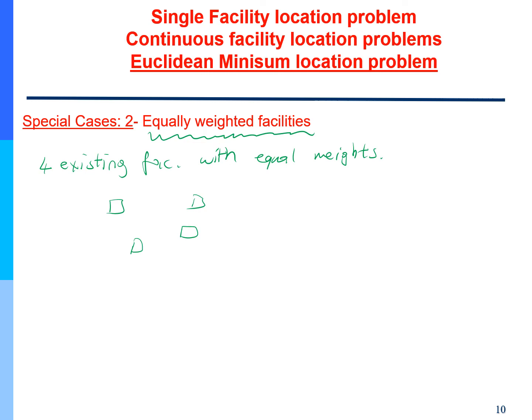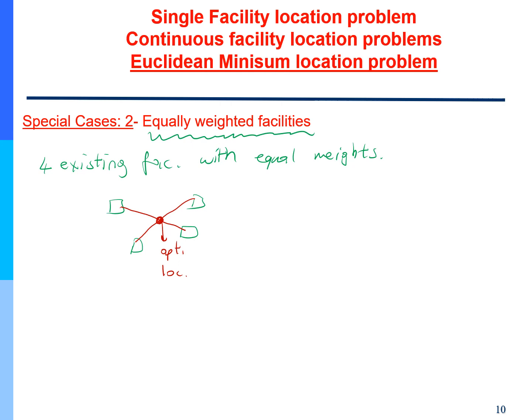Again, if I pair them like this, these two lines don't intersect. But what should I do? I should pair this one with this and this one with this so that they intersect somewhere between them. And then this intersection point is your optimum location. So if there are four existing facilities with equal weights, just pair them so that the intersection of the lines is in between them, and if that's the case, it will be your optimum location.